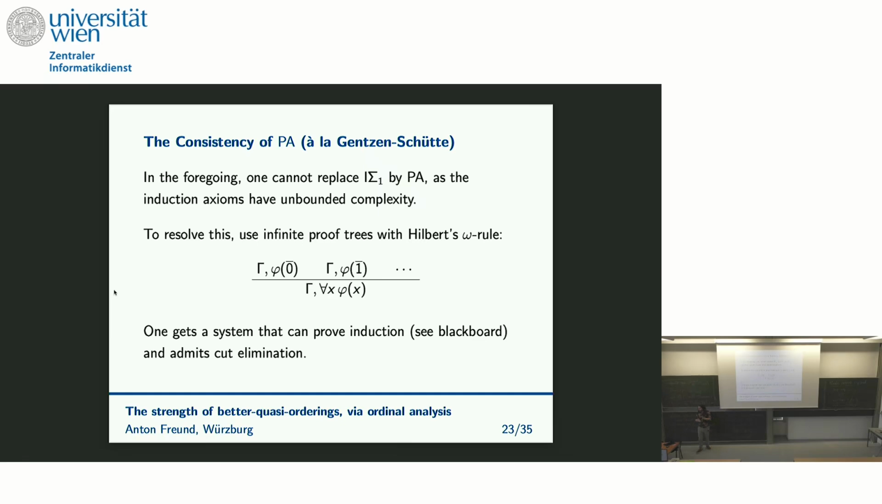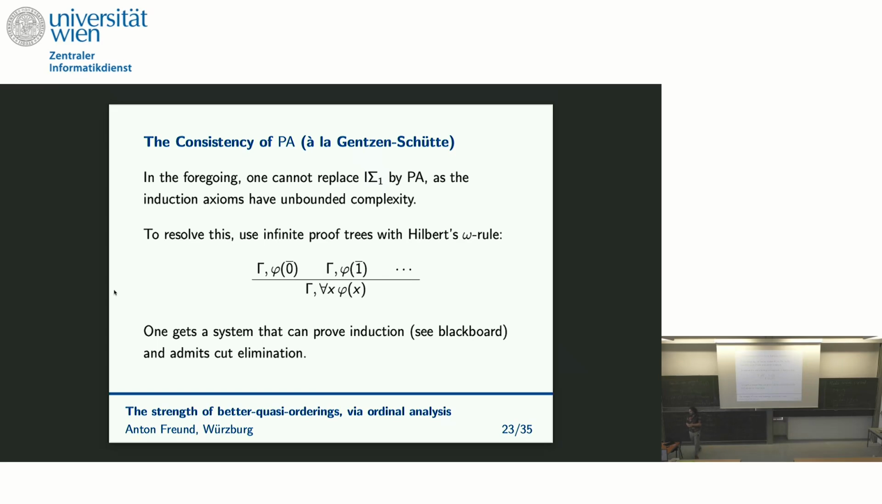Well, the problem is that in PA you have all the induction axioms and they have unbounded quantifier complexity. So even if you eliminate detours by cut elimination, your proofs may still contain formulas of unbounded complexity as axioms, and so you run into the same problem that you don't have a global truth predicate.